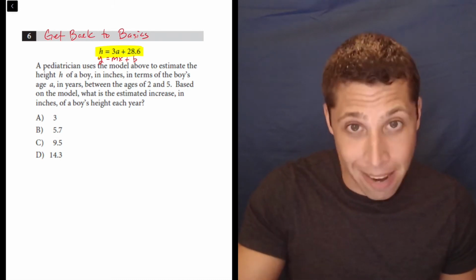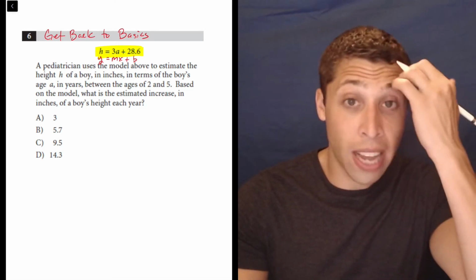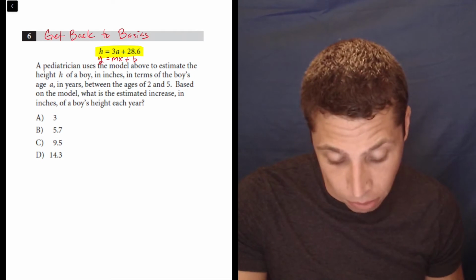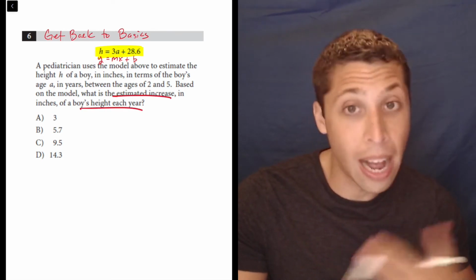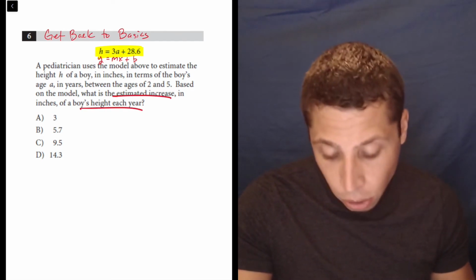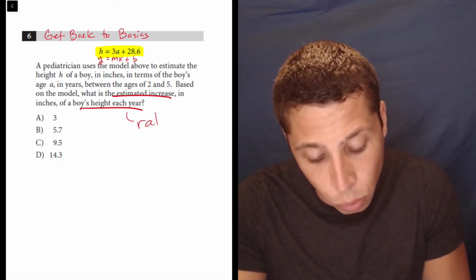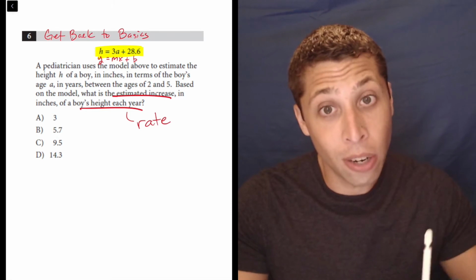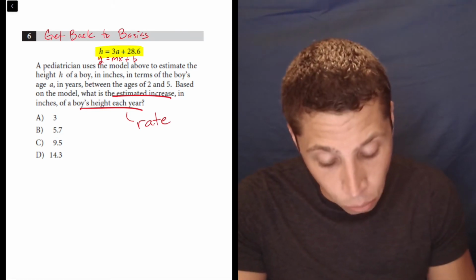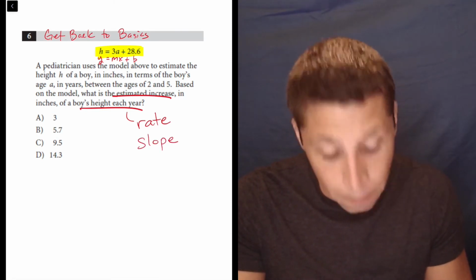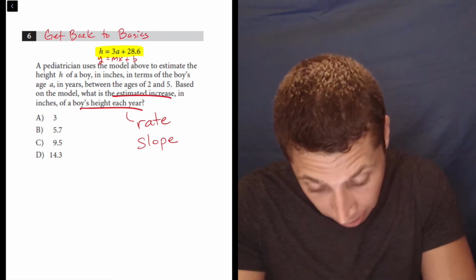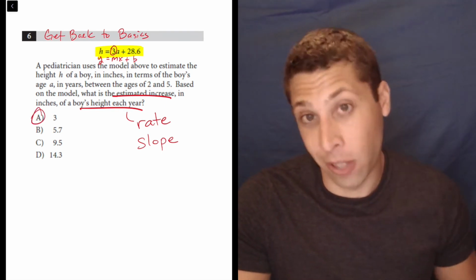even if it doesn't say it. And now the real question is actually very easy because they're asking for something that's very obvious if we understand lines. The increase in inches of a boy's height each year, that sounds a lot like a rate. And for lines, the rate is the slope. What's the slope of the line? It's 3, so that's the answer.